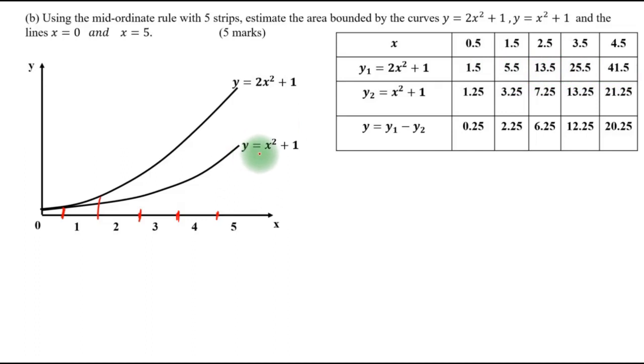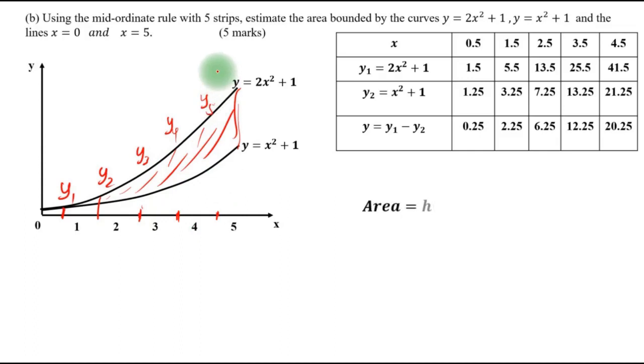The same case applies to the other curve, which will give us these values. So this is the area we need to find using the mid-ordinate rule. Then from there we subtract y1 and y2, and we end up getting these values. So this is what we shall use now for the area bounded by the two curves, and in our case we have y1 all the way to y5.